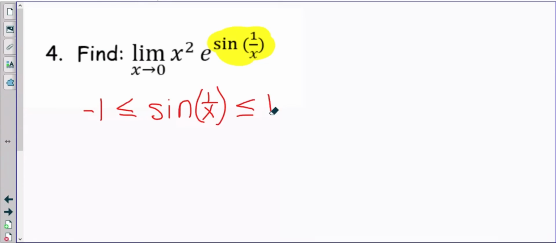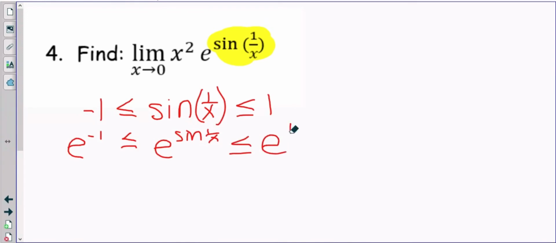All right, now I really need for my graph to look like the original, which it's missing an x squared and it's missing a base of e. So the first thing I'm going to do is make the base e on all sides of this inequality. So I'll make it e raised to the -1, e raised to the sine of 1 over x, e raised to the 1.